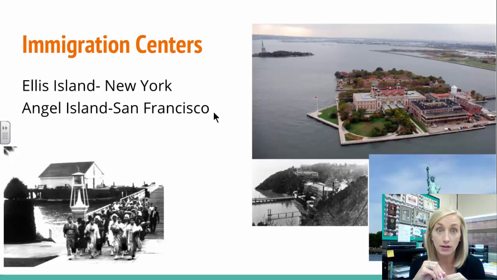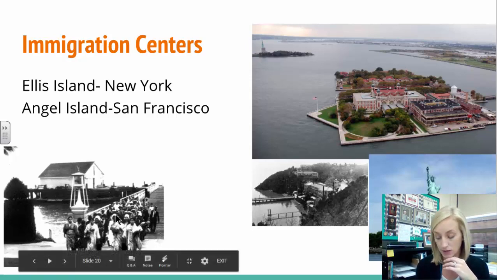So the immigration centers that we see at the time include Ellis Island in New York, where thousands upon thousands upon thousands of immigrants were coming through this immigration center during this time. And then we also have Angel Island in San Francisco on our west coast.